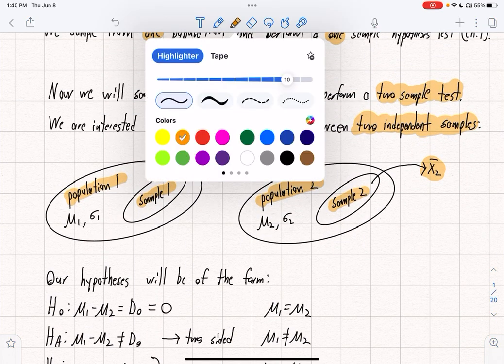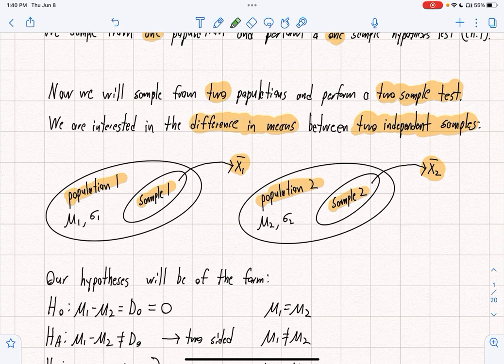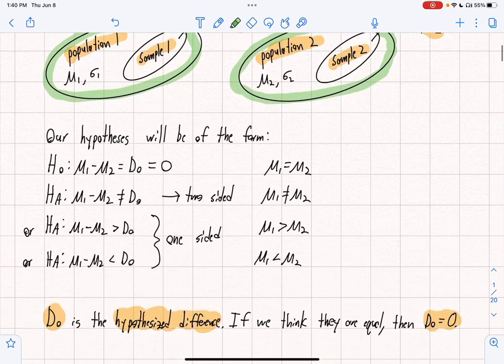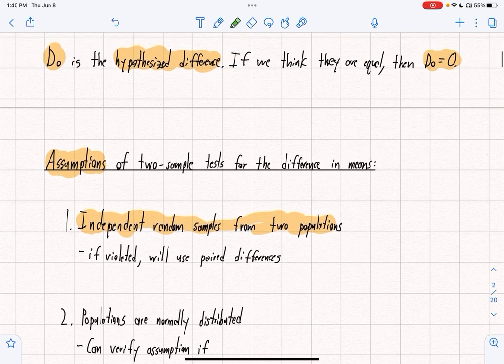So here, let me use a different color. By independent samples, we just mean we've got a sample over here, or a population over here, and a population over here. They're two separate entities, two different populations, and we are taking a random sample from each of those populations. That's all we mean by independent random samples.